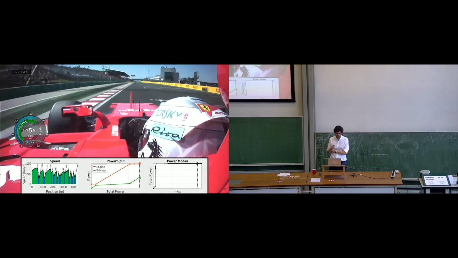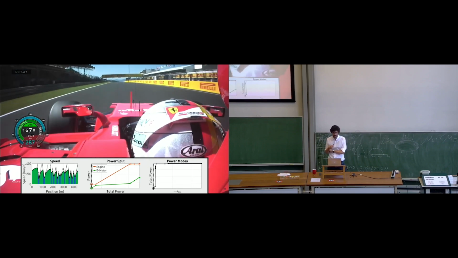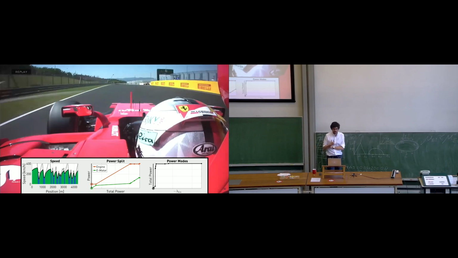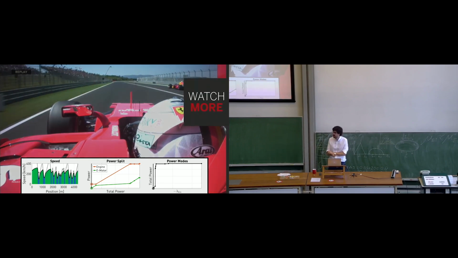Hungaroring, this is the last straight. Here, Vettel. That was the fastest lap in qualifying, and then he won the race. And that's Verstappen, whom we like a bit less. Yes, he's a great driver with the wrong color.